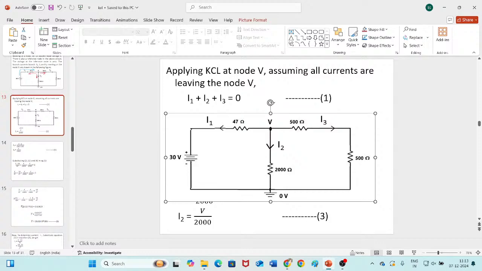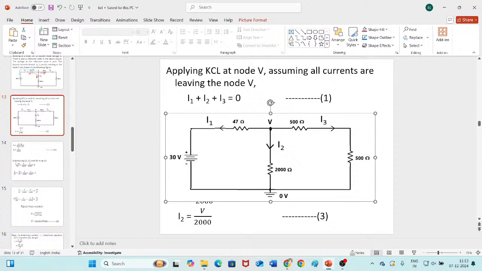Now what did I assume? I have assumed all the currents are leaving, which means all the current directions are the same. They are leaving means they are in the same direction. All the currents are entering means they are in the same direction. If some currents are entering and some are leaving, then the leaving currents are in the same direction, and the entering currents are in the opposite direction. That's it.